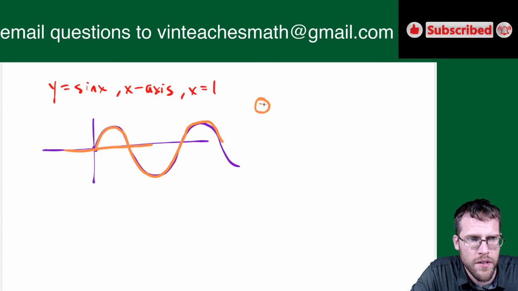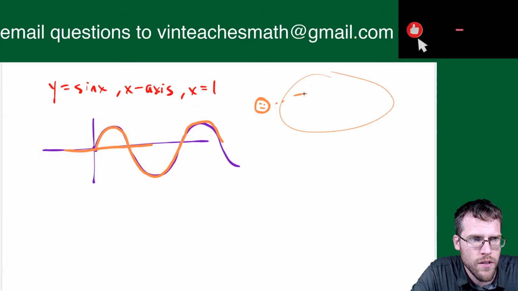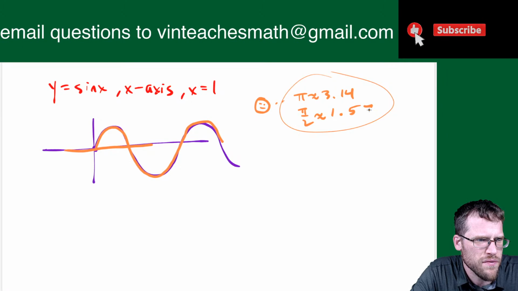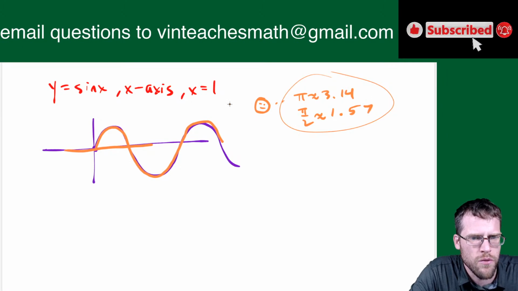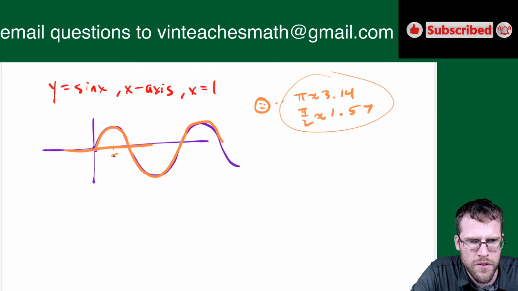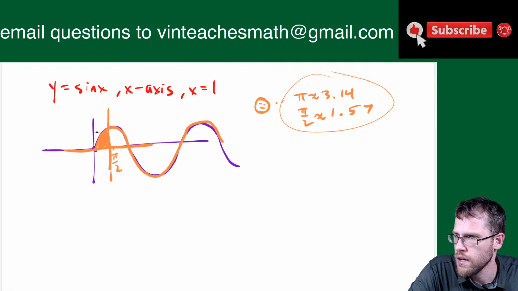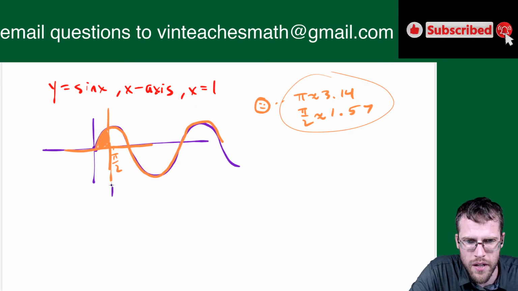Now, right away what I'm thinking is how pi is roughly 3.14. Pi over 2 is roughly 1.57. So basically the line x equals 1, if this is pi over 2, is to the left of that, like this. So this is the region that we're spinning. And you're spinning it around this line, x equals 1.